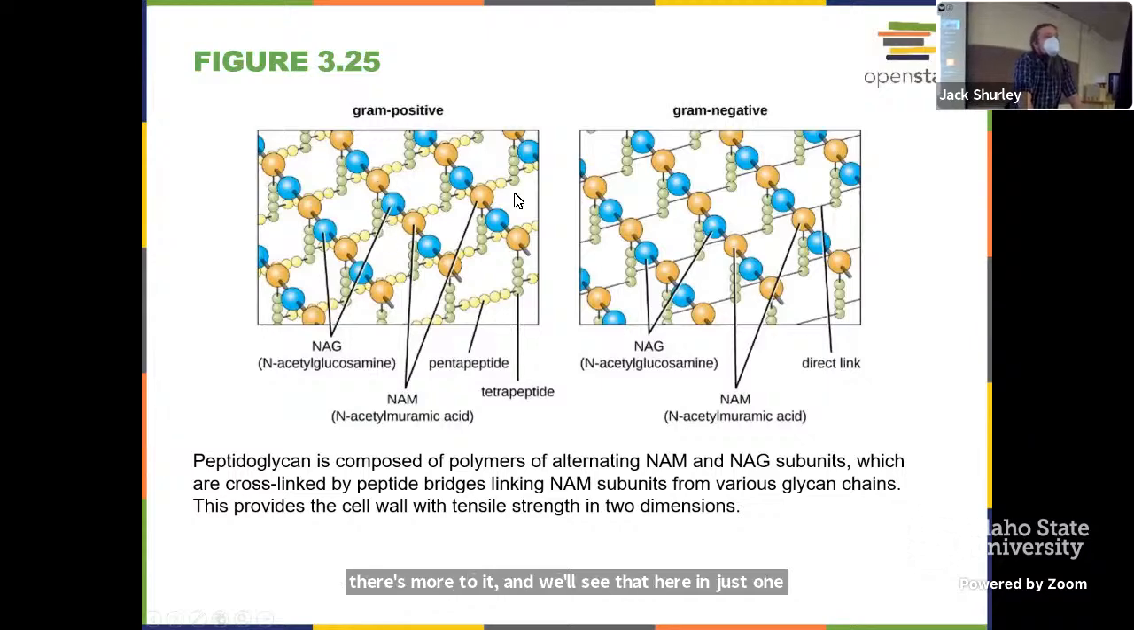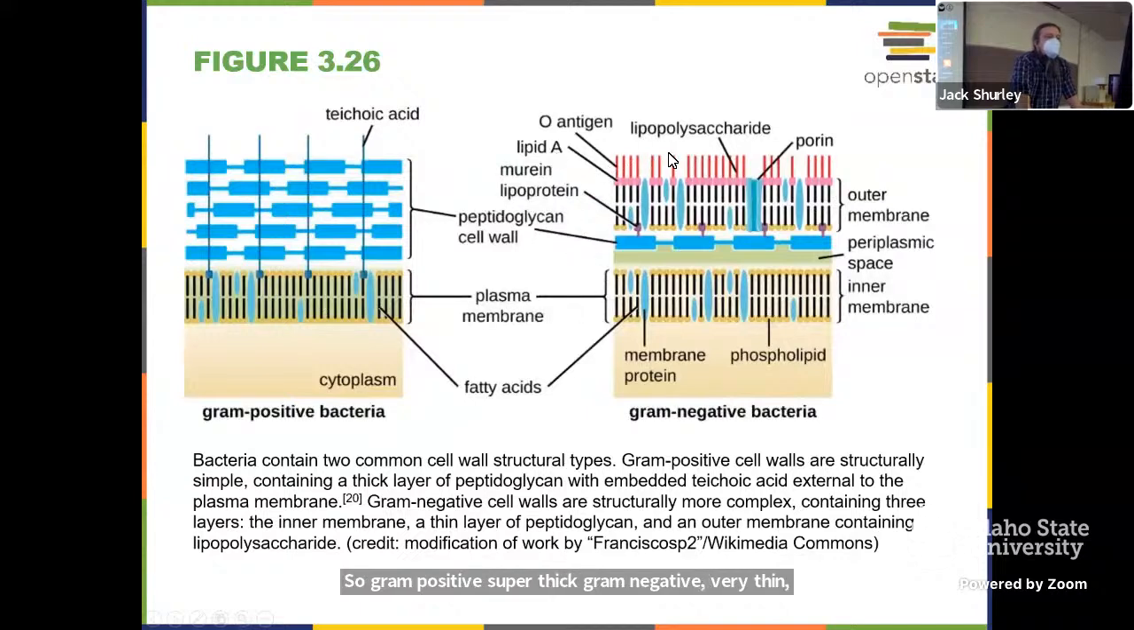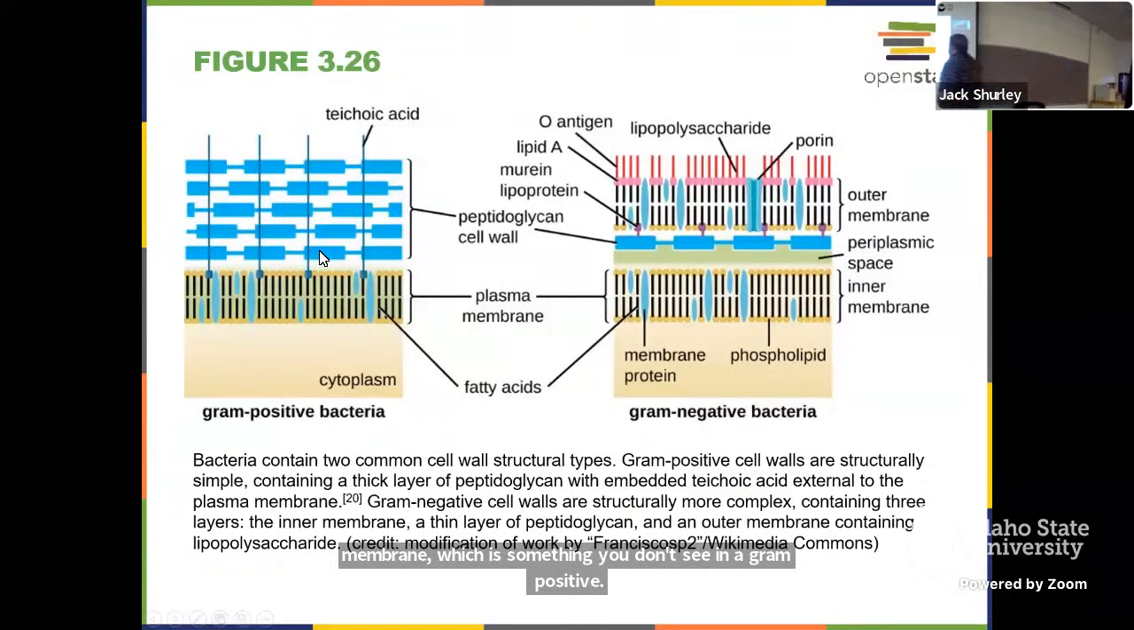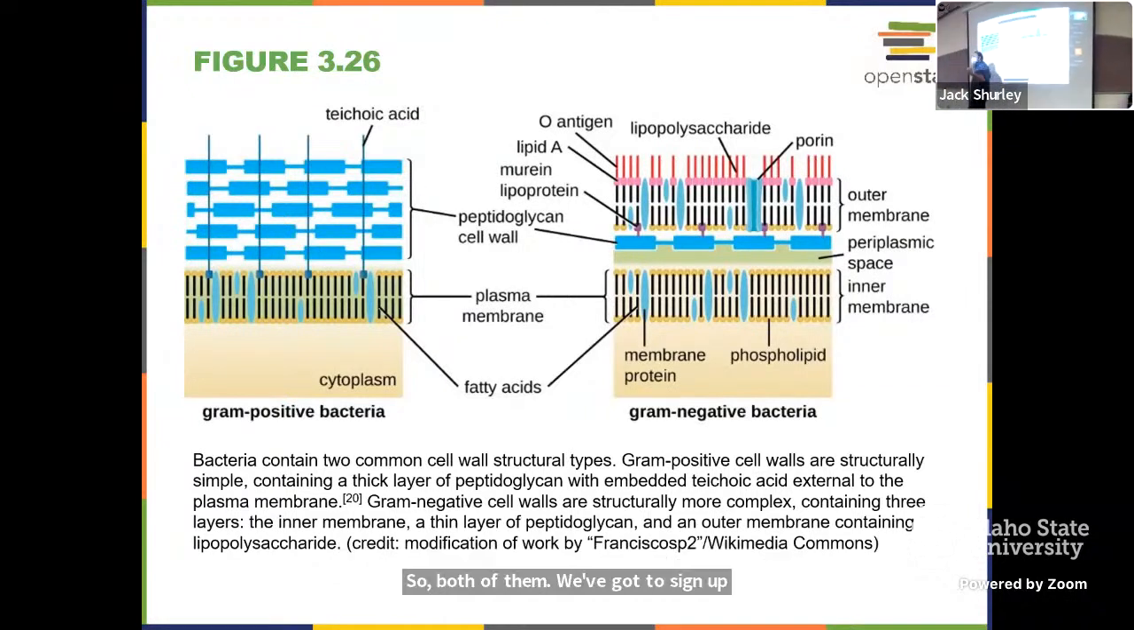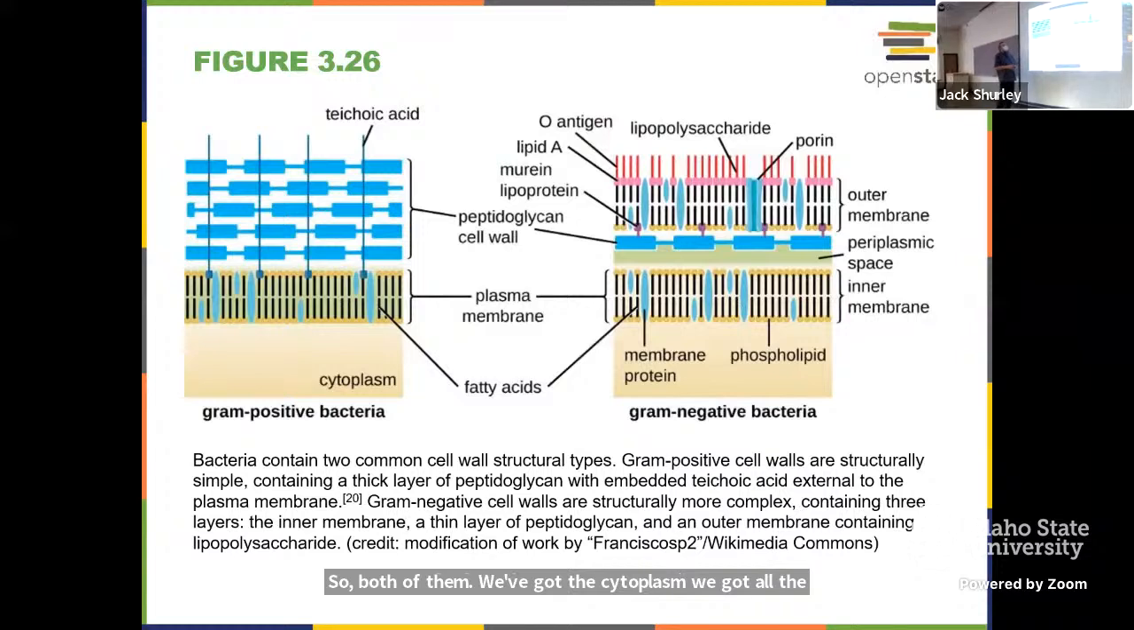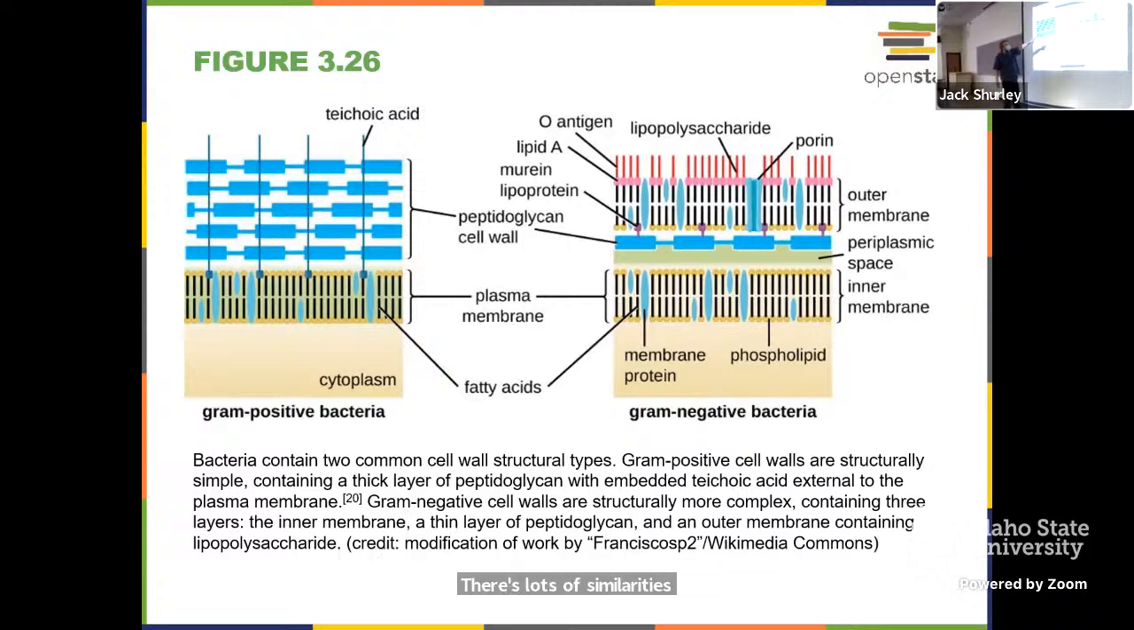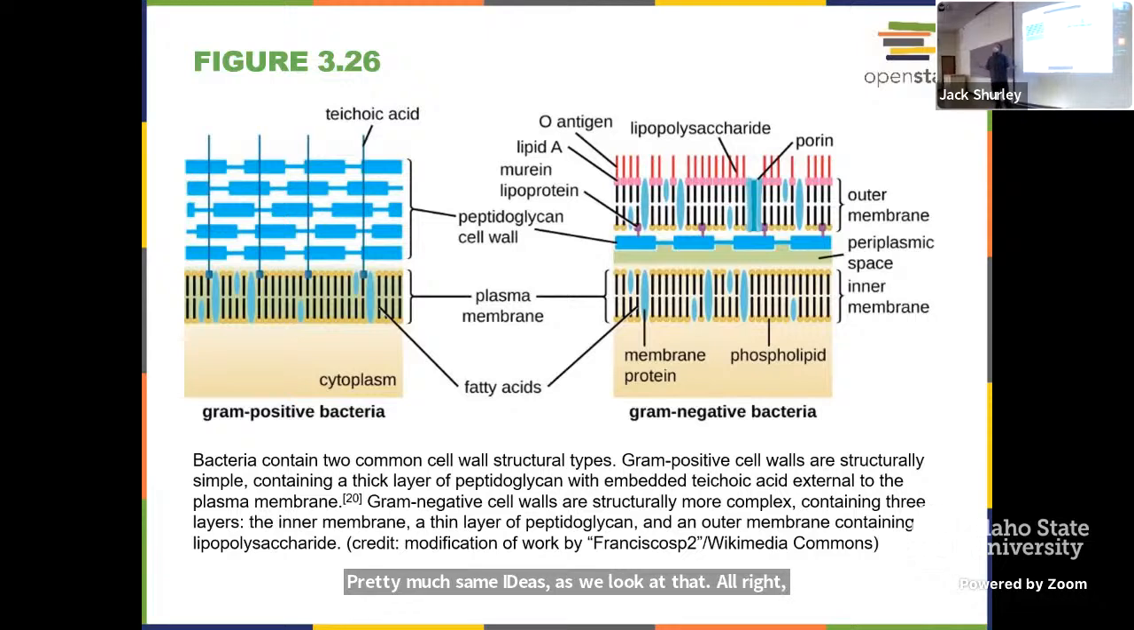So gram positives, super thick, gram negatives, very thin, all right? The gram negative has an outer membrane, which is something you don't see in a gram positive. So both of them, we've got the cytoplasm, we got all the guts inside of there with the nucleoid and all of the ribosomes pumping out proteins. We've got a plasma membrane. There's lots of similarities with the plasma membranes, pretty much same ideas as we look at that, all right?